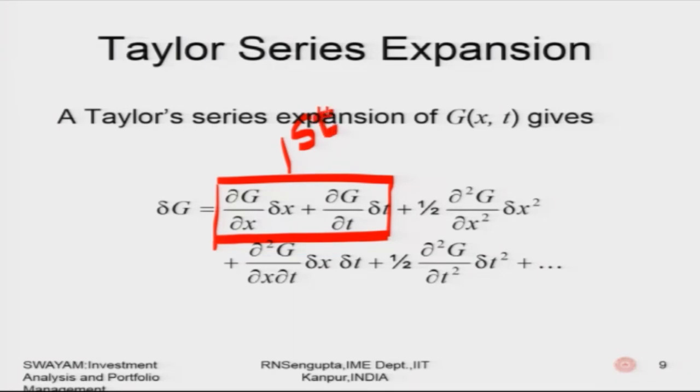In the second part, we have to find out d2f/dx2. Now in case of x, again there are two variables here, x and t, and d2f/dx2 is multiplied by 1 by 2 factorial. So that would be given by these set of terms.